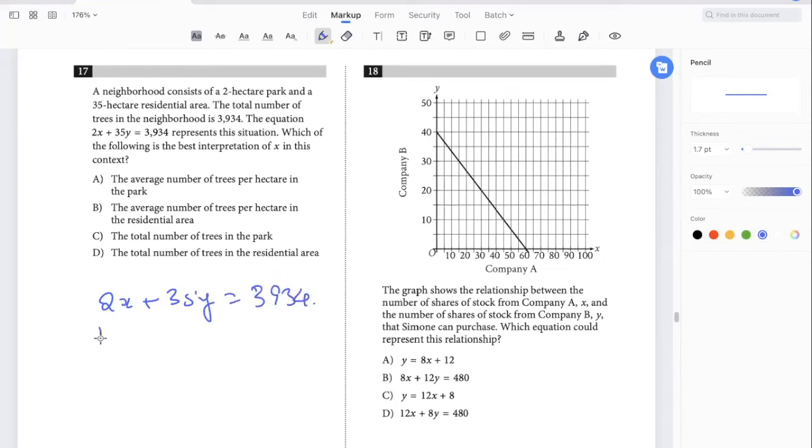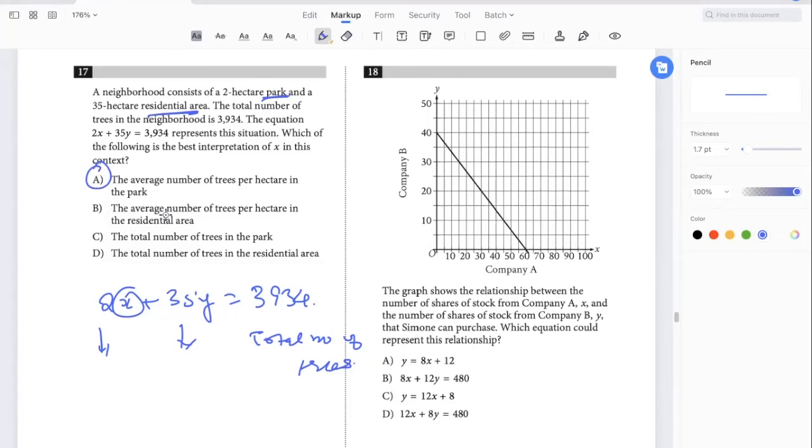Now it's a 2-hectare park and a 35-hectare residential area, and we are talking about the total number of trees in the neighborhood. So then x would be the number of trees per hectare in the park, and y would be the number of trees per hectare in the residential area. So what is x? The average number of trees per hectare in the park. So that's option A.